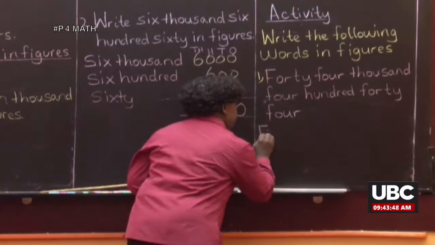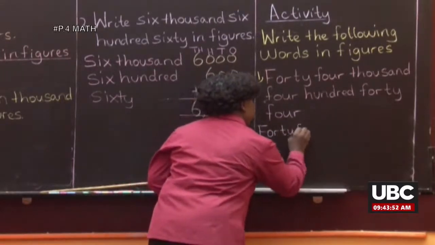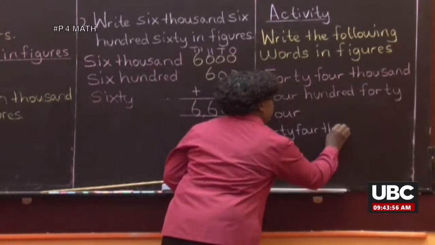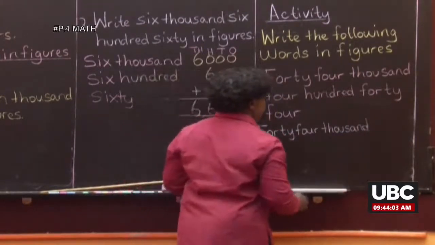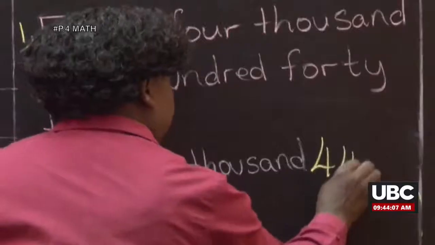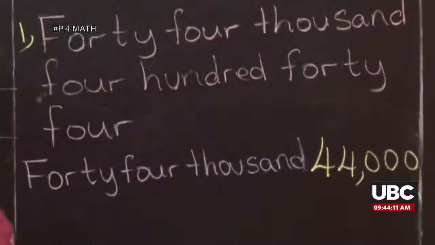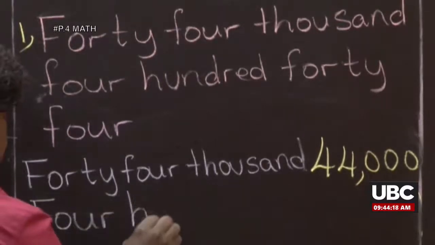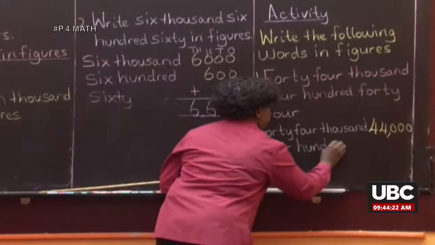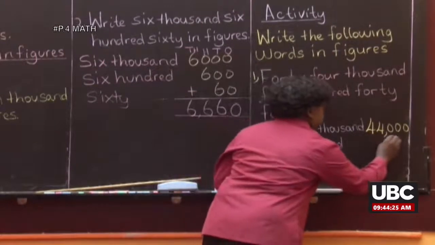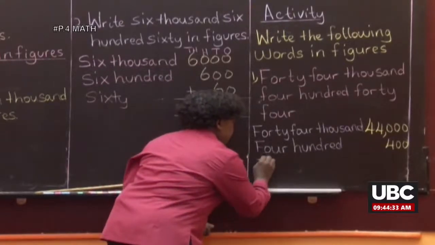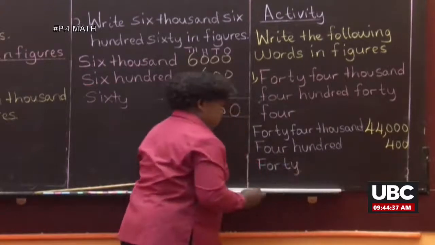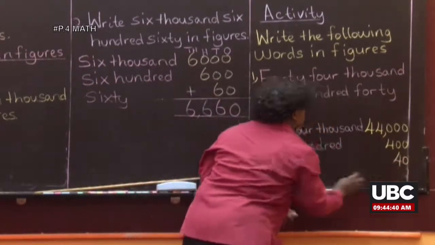44,000. That is 44,400. That is 400. We have 40. Write 40 here. And 4.